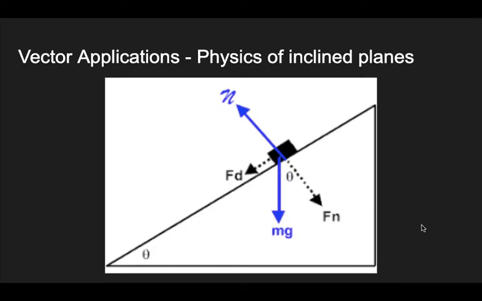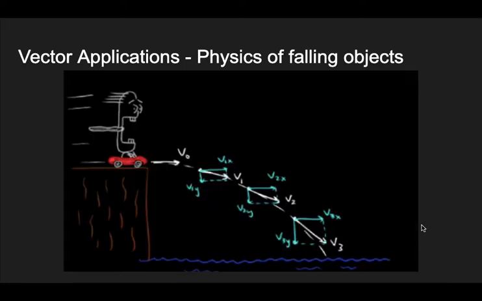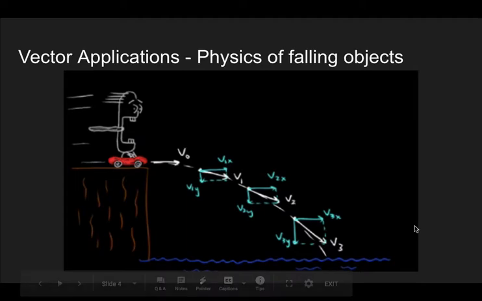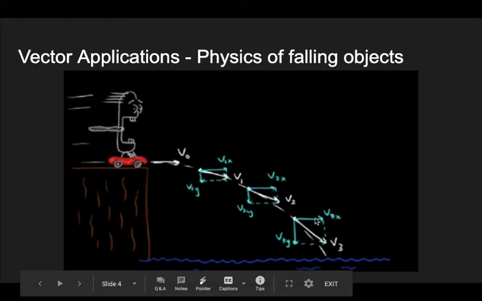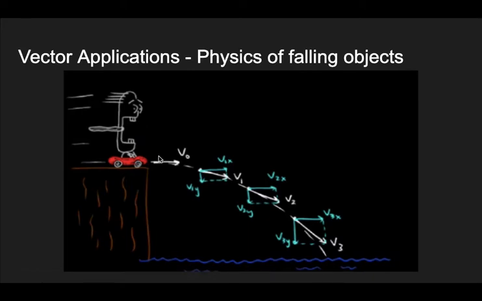Something else that we might see is the physics of falling objects. So if this guy drives his car off of a cliff, obviously it's going to follow this parabolic path. We already know that that's true for falling objects. We can take a vector at every moment and split it into the horizontal and vertical components of how this is falling, because we have forces acting on the horizontal direction. That's the speed that it's going.